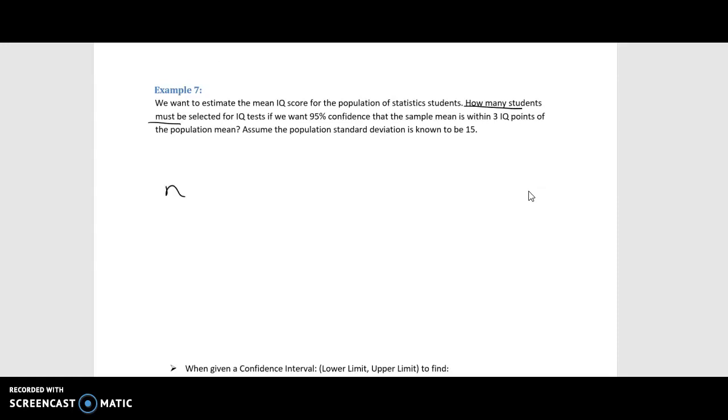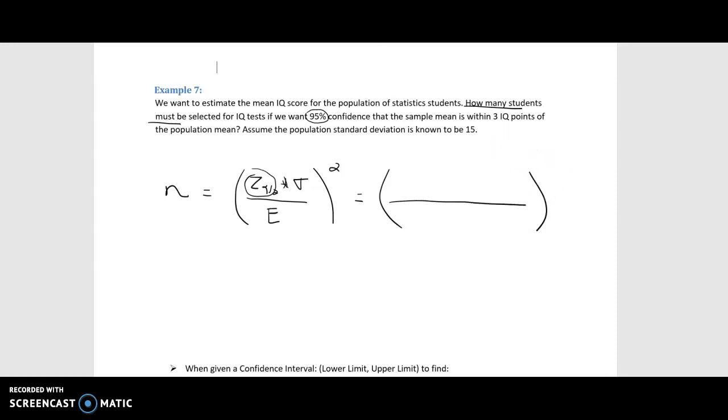So we're looking for n, right? We're trying to find what n is, and we're dealing with a mean. So we're going to use this formula. Your critical value of z times sigma over your margin of error. Well, the critical value of z corresponds to the confidence level. Well, we want to be 95% confident. Remember that chart where you had your confidence levels? The z-score that corresponded to a 95% confidence level was 1.96, right?